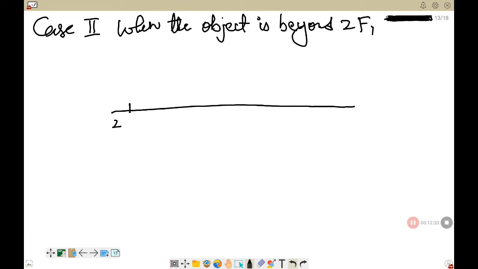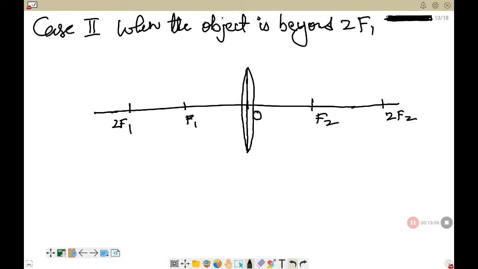I'll mark the first point which will act as 2f1. Okay, I'll mark the second point 2 centimeter, f1, third point again at a distance of 2 centimeter, that will be my optical center. One more point at a distance of 2 centimeter, that will be my second focus or second focal point, and here I have my fifth point which will be my twice of second focus. So at the center I'll draw the lens, a thin lens. This is my optical center.